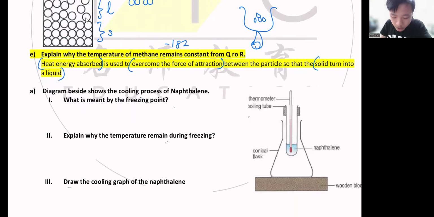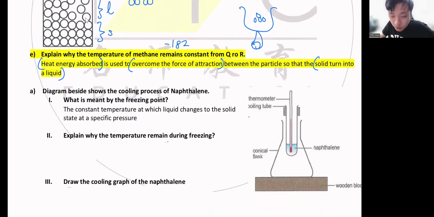Okay. So the diagram beside shows the cooling process. The meaning of freezing point: liquid changes to solid. Freezing, frozen. Now this is the standard answer. We have to say the specific pressure. Okay, constant temperature, liquid changes to solid at a specific pressure.